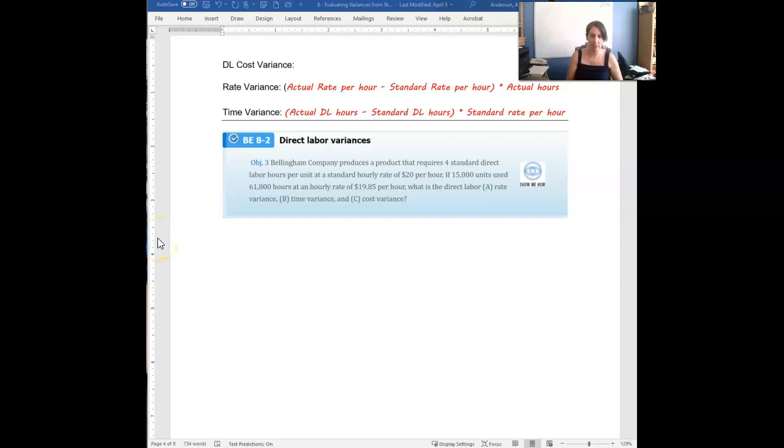Okay, so let's do the rate variance first. That's terrible. What if I do cursive? That may work better. No neater, but at least all my letters are there.